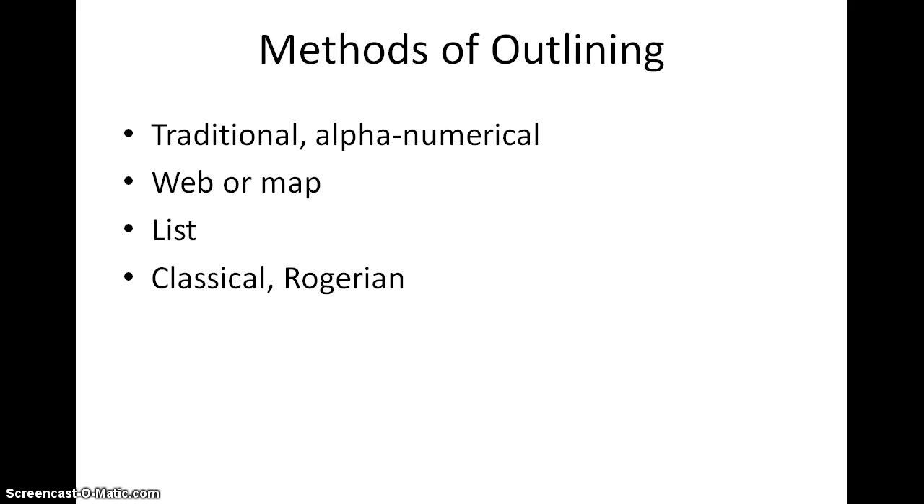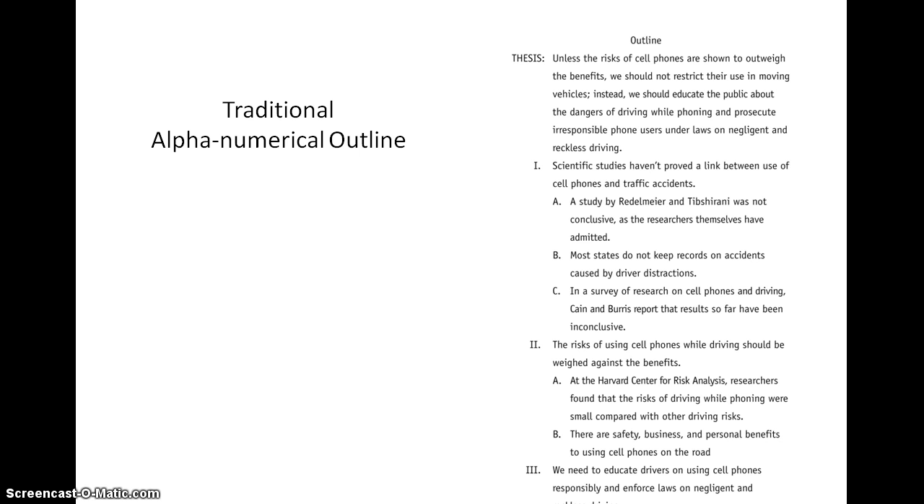Again, you can use the traditional alphanumerical outline. You could create a web or map if you're a more spatial person. I like to do my outlines just as a list, where I say, this is what I'm going to do in paragraph 1, this is what I'm going to do in paragraph 2. Or you could formulate it after one of these structures: inductive, deductive, classical, Rogerian. So here is just an example of what you might turn in for your outline. This is for a paper on cell phones. And I've taken the same information and just put it in different formats. So that's the traditional alphanumerical outline.